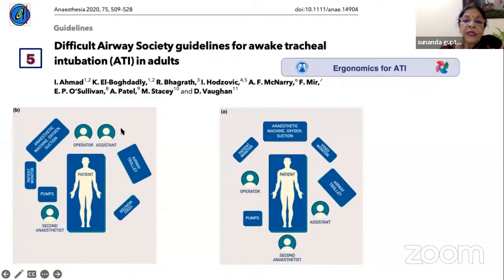You see the ergonomics for awake tracheal intubation. If you are using a video laryngoscope, the operator assistant has to stand at the back and your monitors have to be in line where you can see it yourself as the chief anesthetist. While if you are doing it with the fiber optic endoscope, you need to stand on the right of the patient. And accordingly, the position of the patient should be ramped up or made sitting for awake tracheal intubation.